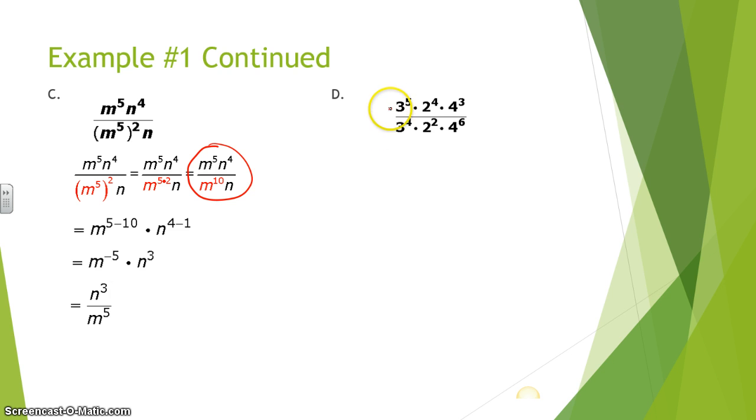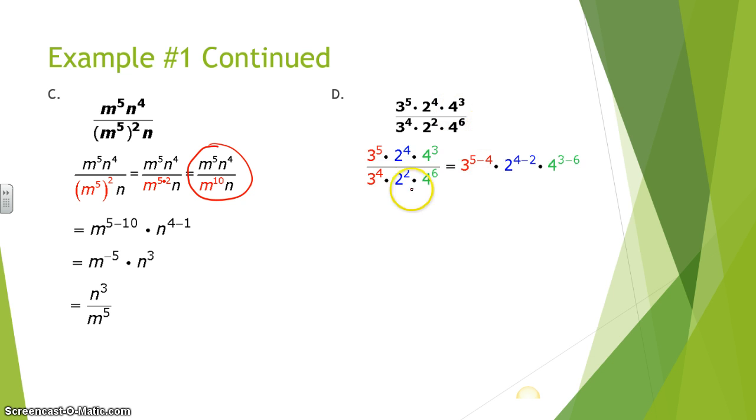Looking at D, we have 3 to the fifth times 2 to the fourth times 4 to the third over 3 to the fourth times 2 to the second times 4 to the sixth. We have similar bases of 3, so we're going to subtract 5 minus 4. Similar bases of 2, subtracting 2 from 4 here. Similar bases of 4, subtracting 3 and 6.